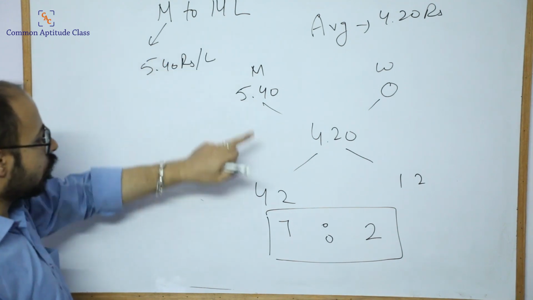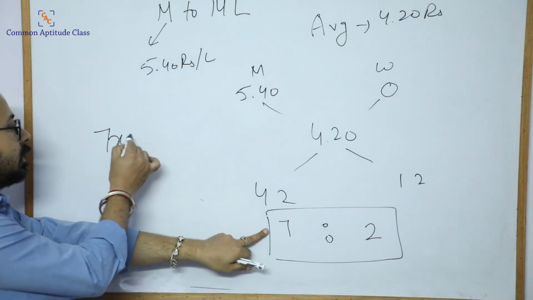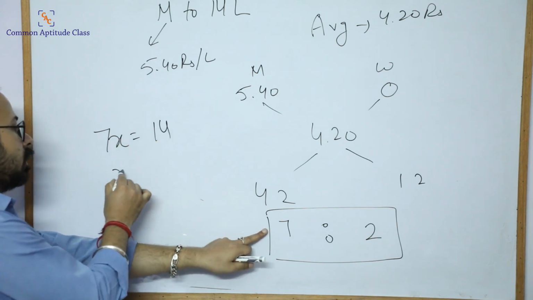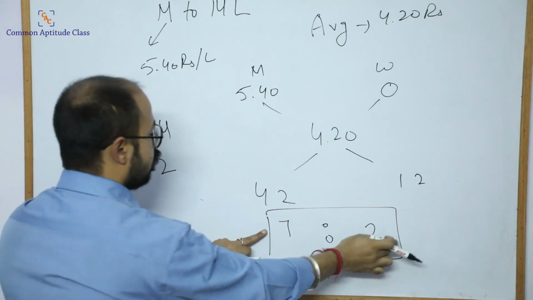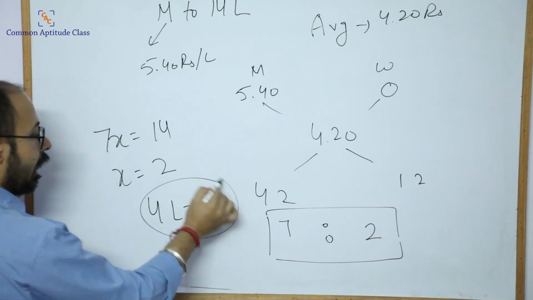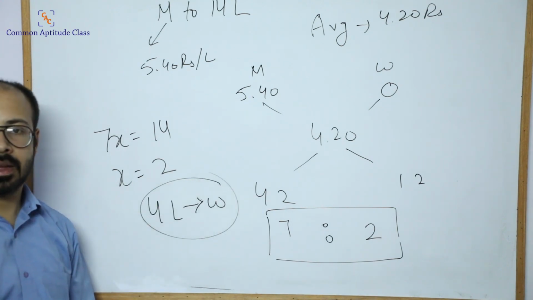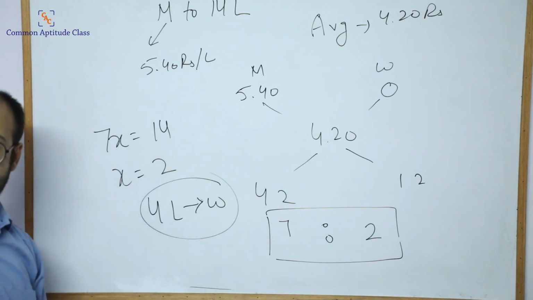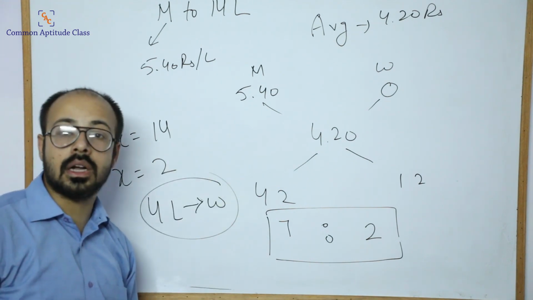So 14 liters is of milk, meaning 7x is equal to 14. x is equal to 2. So 2x will become 4 liters of water to be added. Is it okay? Any doubt? Now the other part.